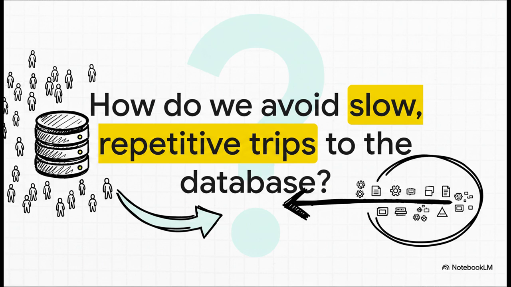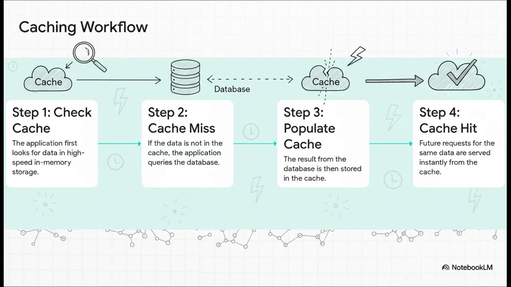Just think about it. Imagine the front page of a big news website. If thousands of people are all requesting the exact same handful of top stories, does it really make sense to have our database do all that work every single time? No way. This is where a concept called caching becomes our best friend. It's such a simple but powerful idea.